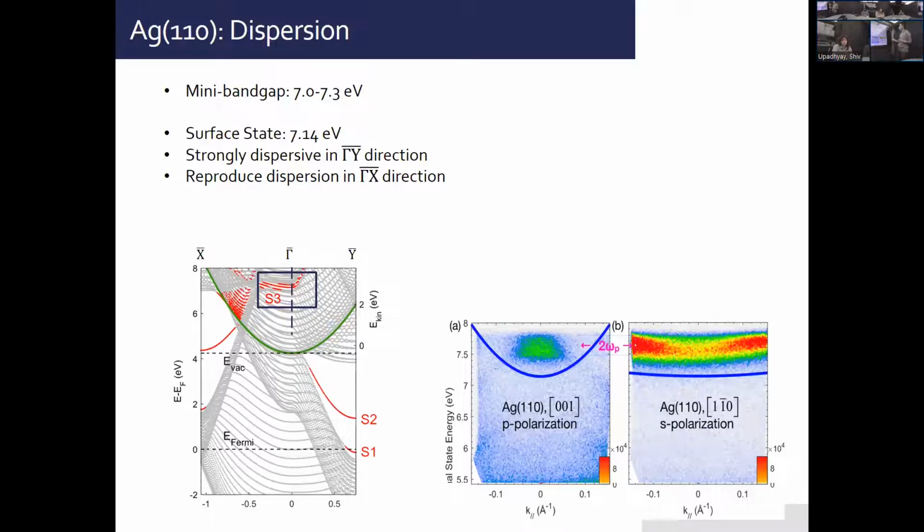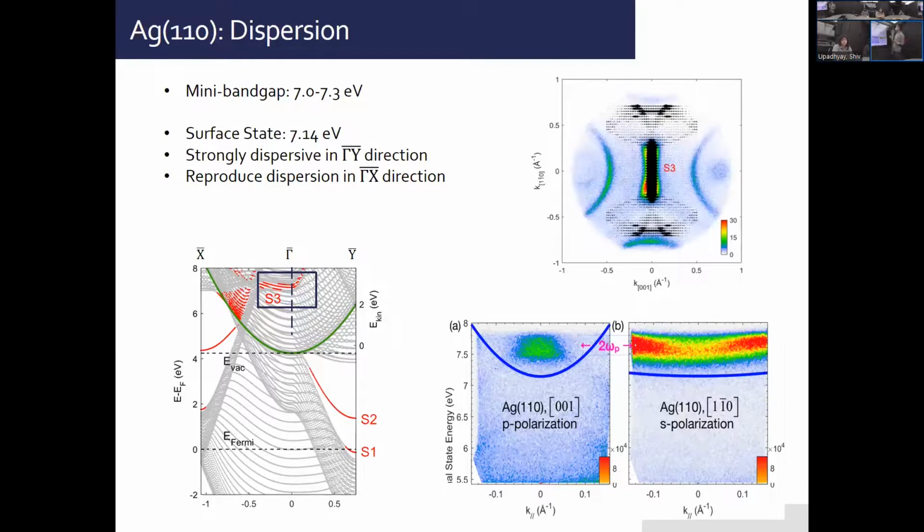We also compare the two-dimensional momentum cut of this state. So the black dots over here are the two-dimensional density of states calculation, and we can see it reproduces our peak dispersion nicely. So we claim that for silver 110, our bulk plasma decay excites electrons into this S3 state.